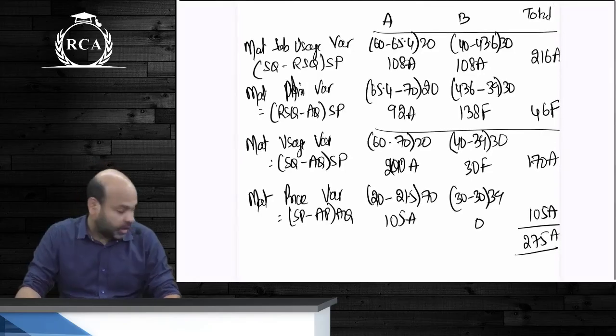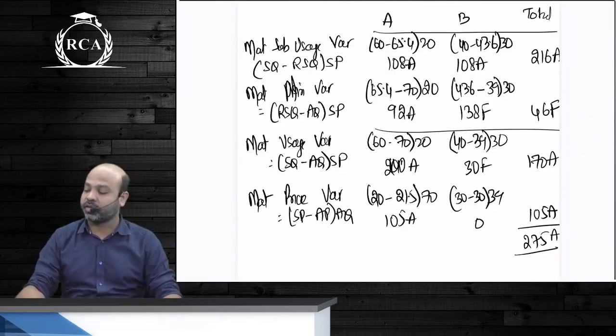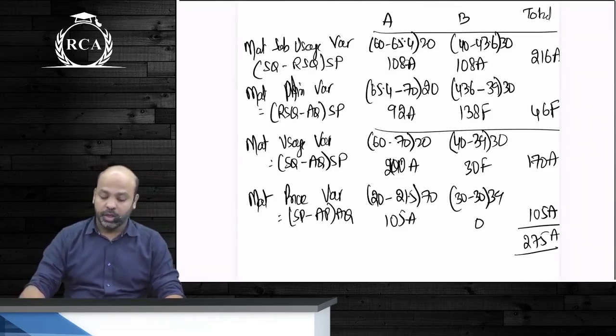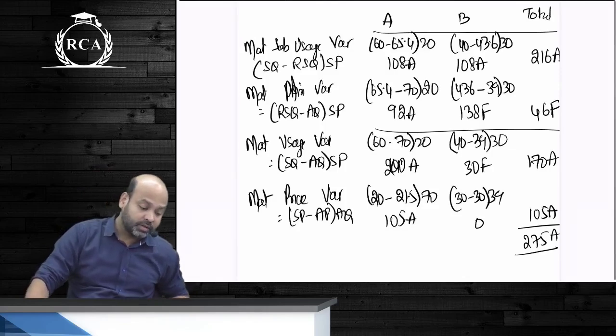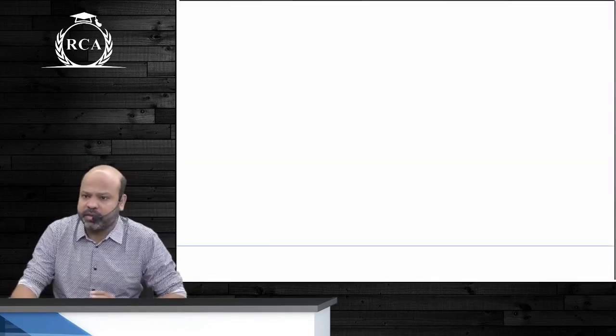So material sub-usage variance is 216 adverse, material mix variance is 46 favorable. Usage variance is 170 adverse, and price variance is 105 adverse, total 275 adverse. Did you all get these answers? Next side heading, labor variances.